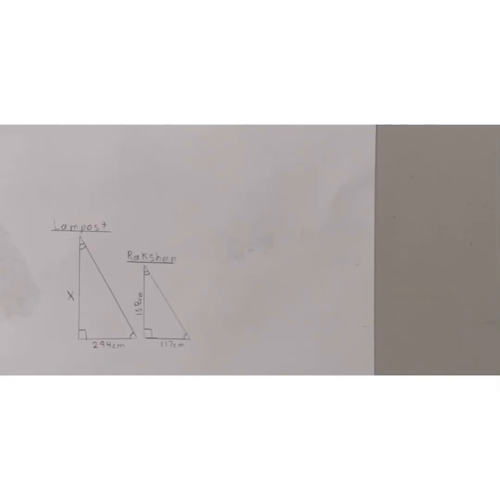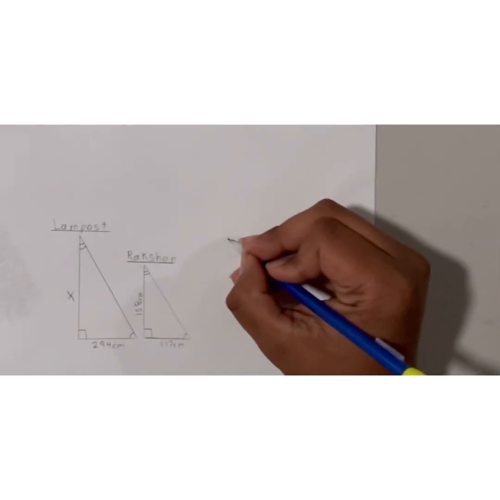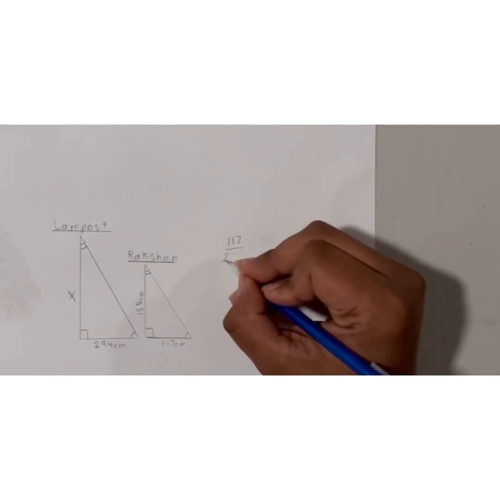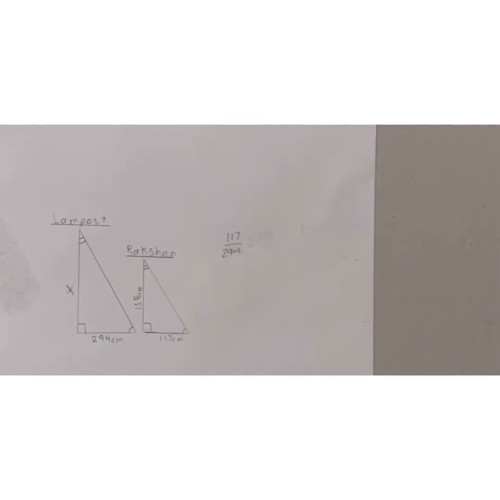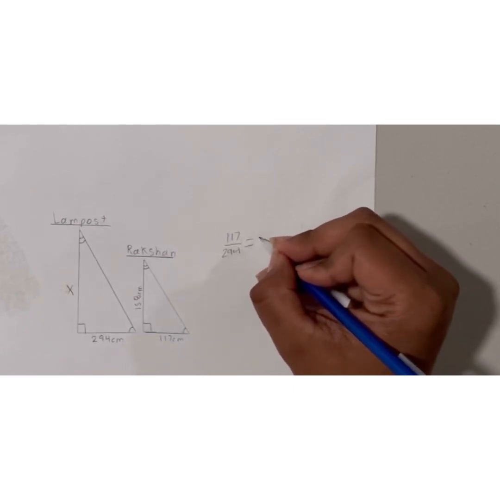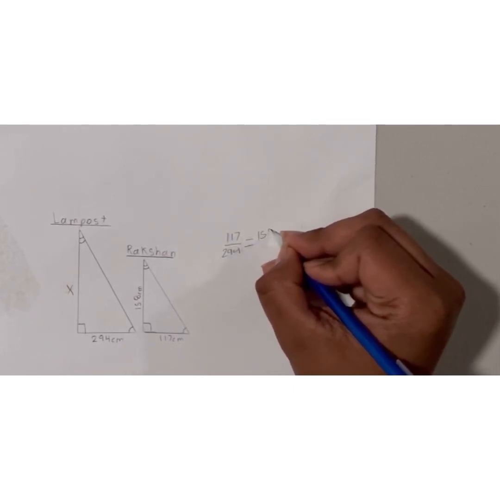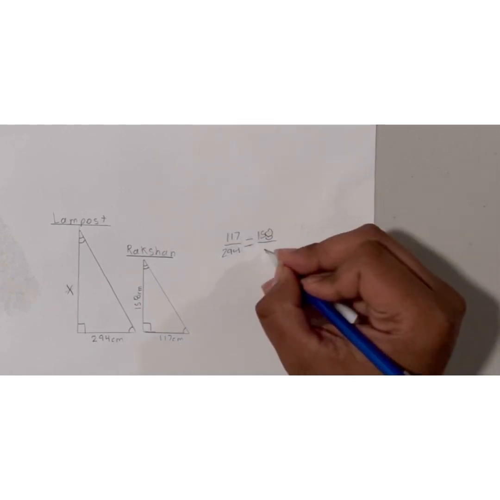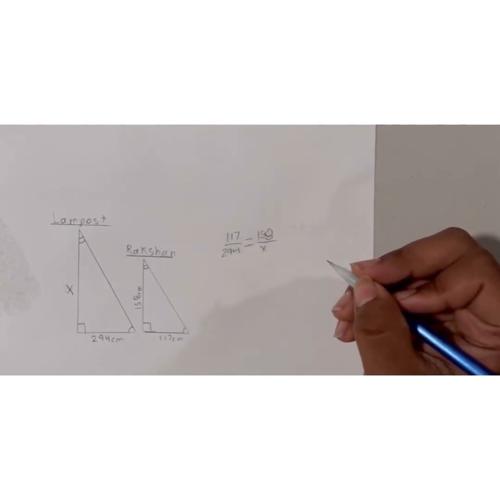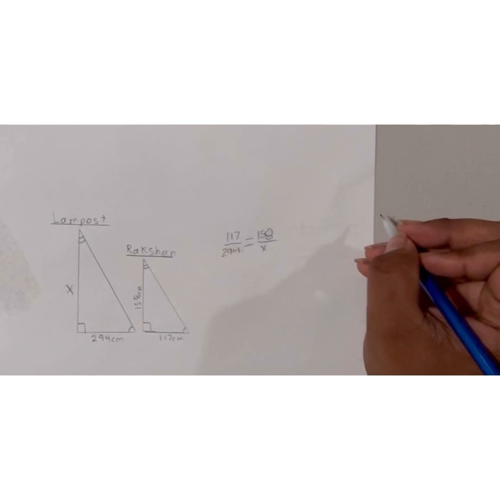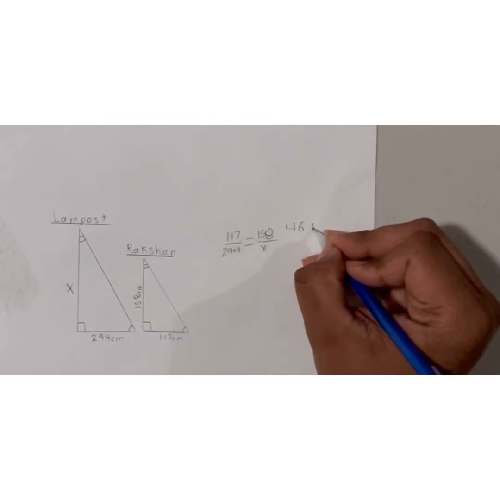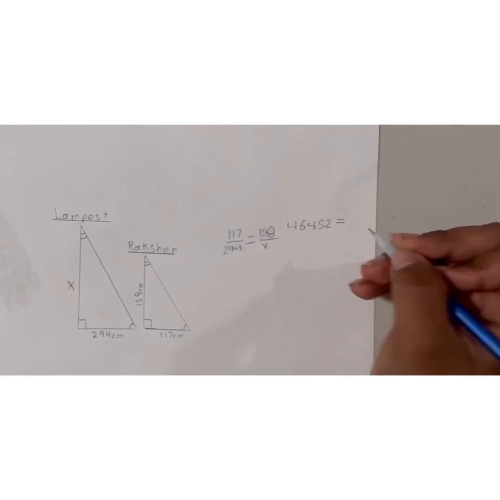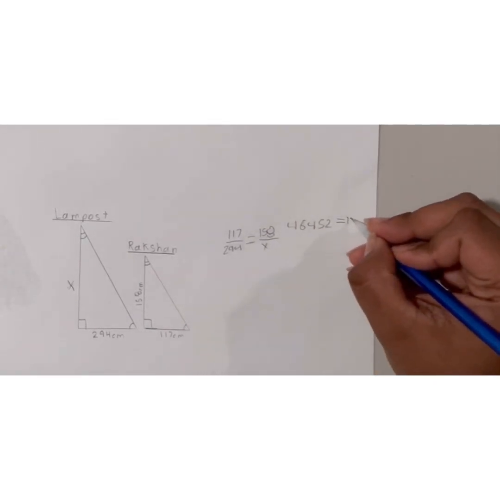So, to solve for x, which is the height of the lamppost, all we need to do is make 2 fractions. The first one is 117 over 294, which is the length of Rakshan's shadow, and the corresponding shadow length of the lamppost. And that is to equal the other fraction of 158 centimeters, which is Rakshan's height, over x. So to create our equation, we have to cross multiply. 294 times 158 is 46,452. And 117 times x equals 117x.